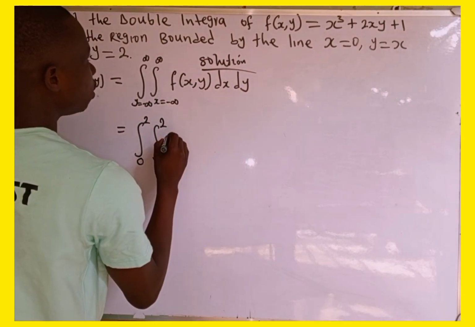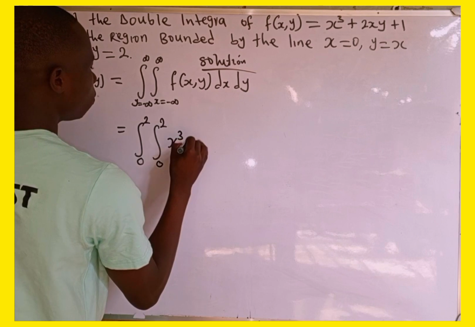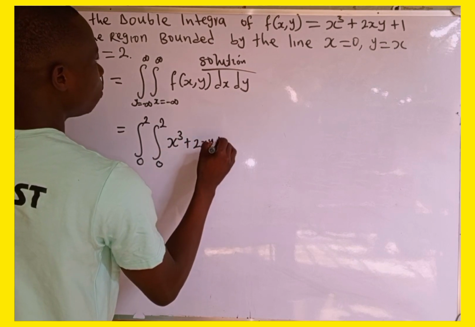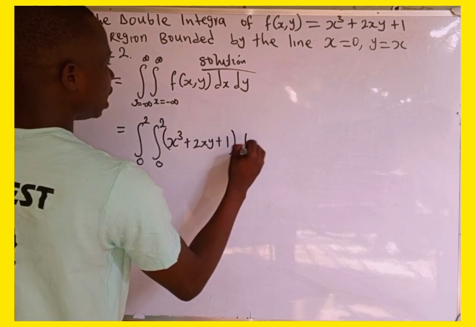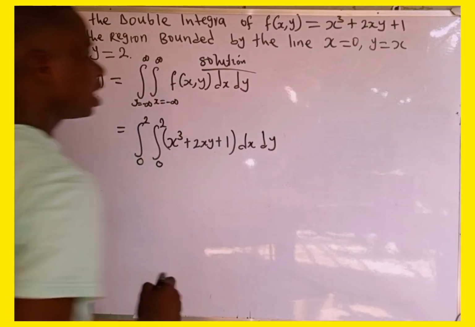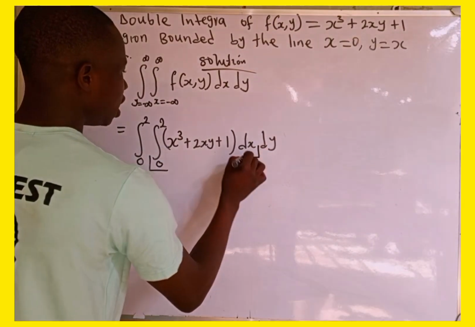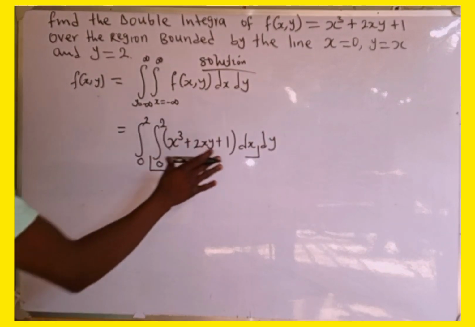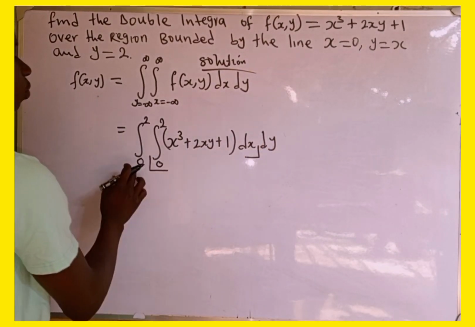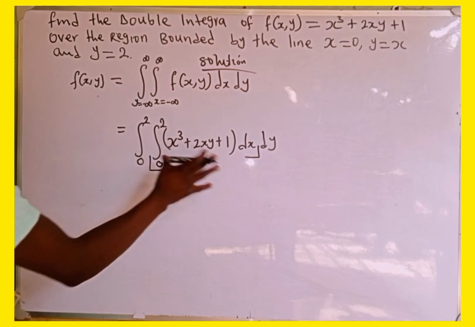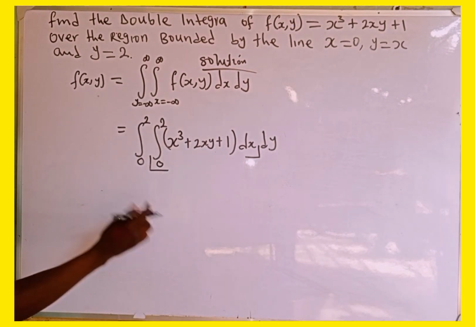Then the function given is x cubed plus 2xy plus 1, dx dy. Now the first thing we are going to do is to integrate the inner integral. Then any answer we get, we replace it, then we integrate with respect to y. So let us integrate this inner integral with respect to x.